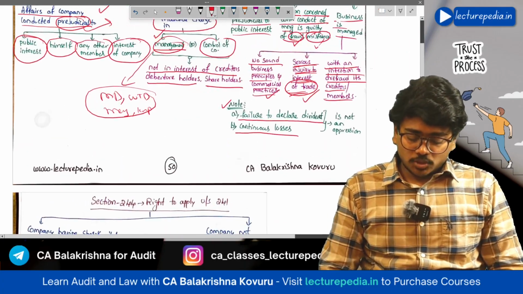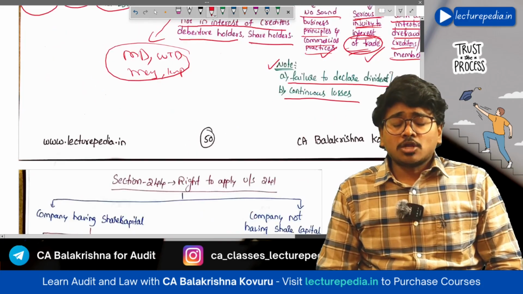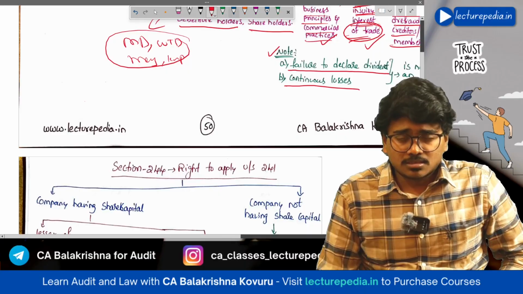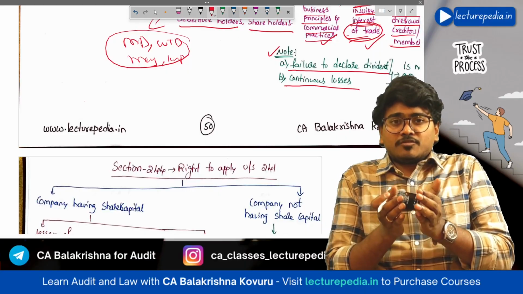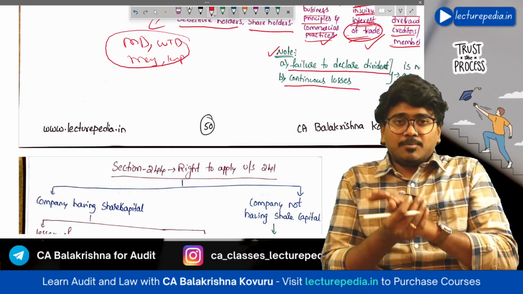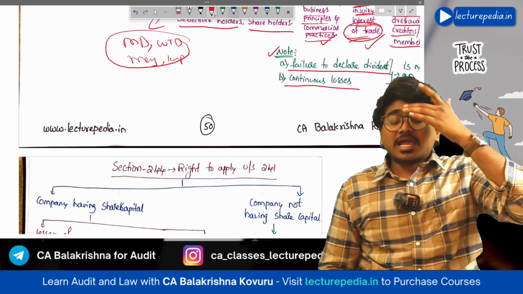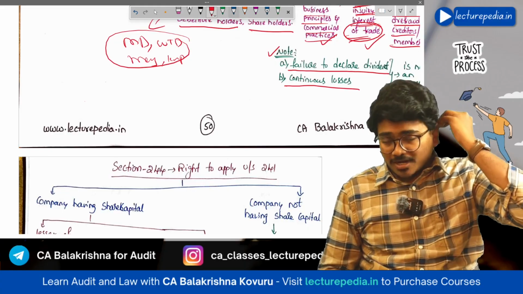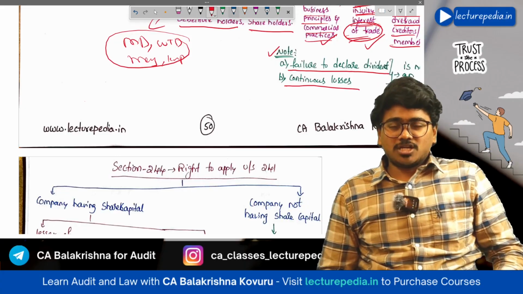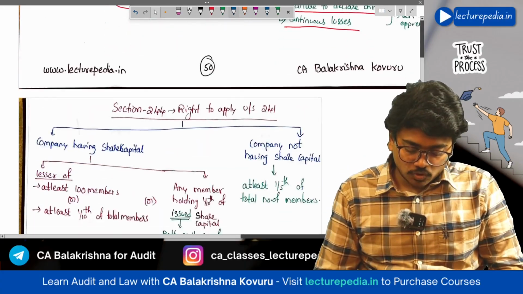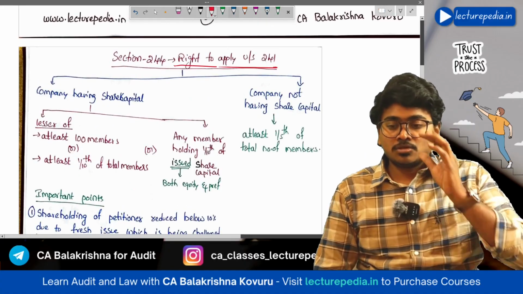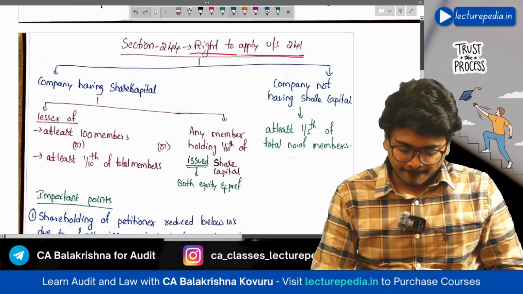Next, section number 244. I have told you now, in order to file application under section 241, there should be certain minimum number of shareholders who should file the application. So what is that eligibility criteria to file application under section 241 is discussed in section number 244. See, section number 244, right to apply under section 241.